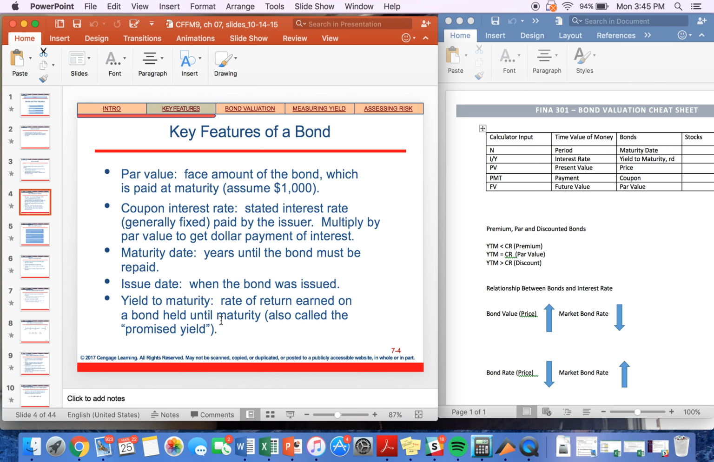There's also an issue date, which is when your bond was issued. We don't use this a ton unless we are going through story problems and getting a little bit more complex.